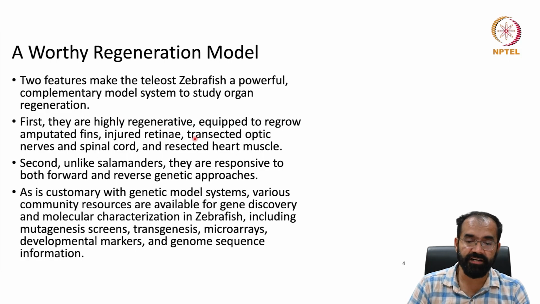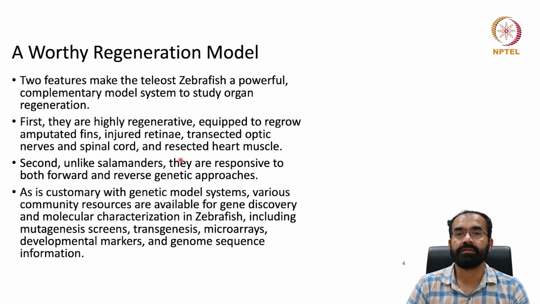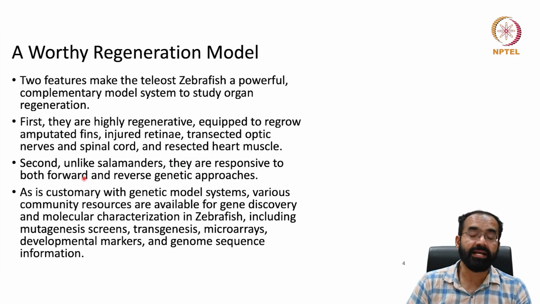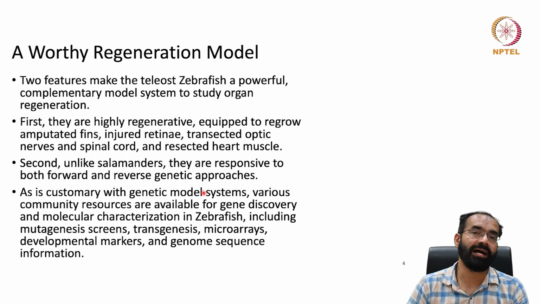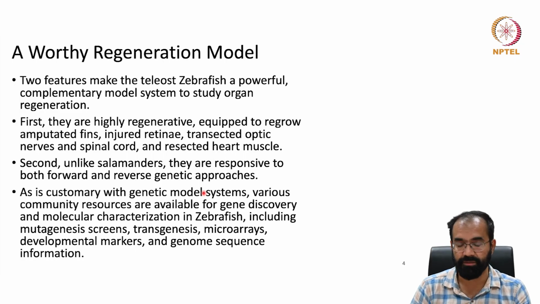First, they are highly regenerative, equipped to regrow amputated fins, injured retinae, transected optic nerves, spinal cords, and resected heart muscles, scales, etc. Second, unlike the salamanders, which are amphibians, they are responsive to both forward and reverse genetic approaches. In salamanders, these forward and reverse genetic approaches are limited because they cannot give as many eggs, and they may not breed throughout the year as efficiently as zebrafish.